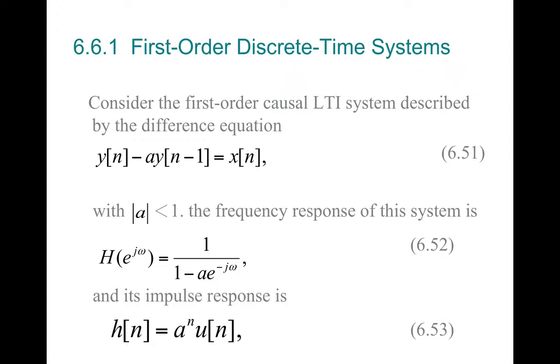And we know from chapter 5 that we can immediately get the frequency response of the system, like equation 6.52. And through a lookup table in chapter 5, you can also immediately get the inverse Fourier transform, which is the impulse response of the system, as in equation 6.53.